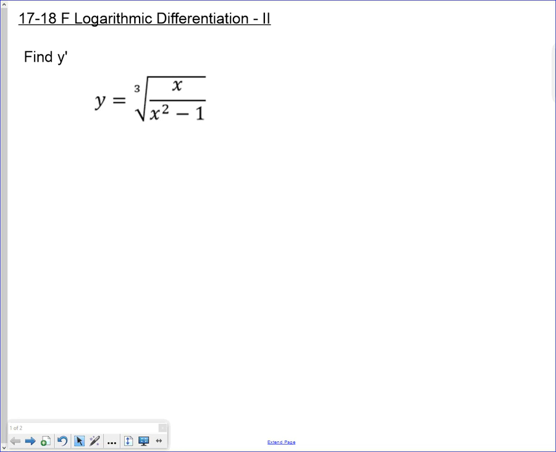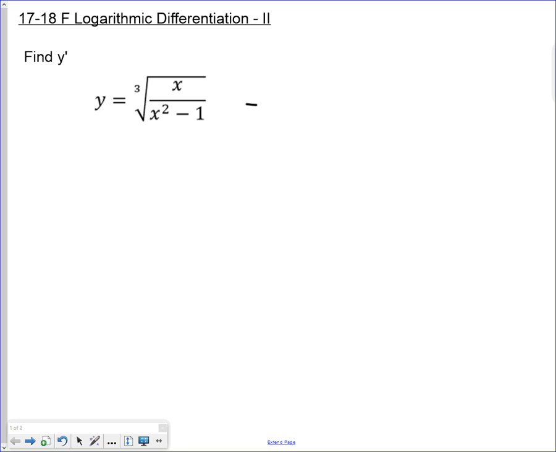Okay, we're going to do another example involving logarithmic differentiation here. And as we go through this example, we're going to talk about a couple of subtle little things related to finding the derivatives of logarithms or using rules of logarithms and things like that. So we've got this function here, y equals the cube root of x over x squared minus 1. We want to find the derivative y prime here.